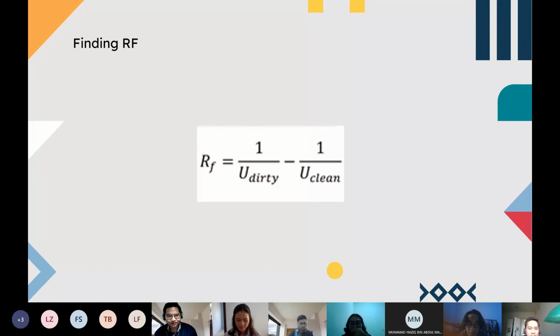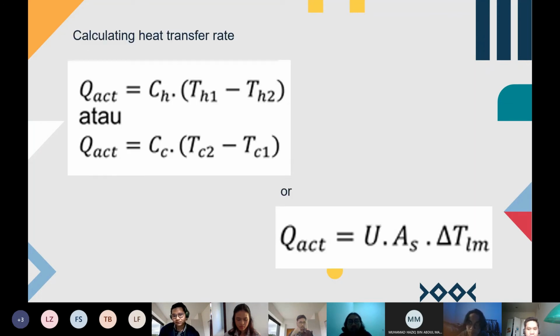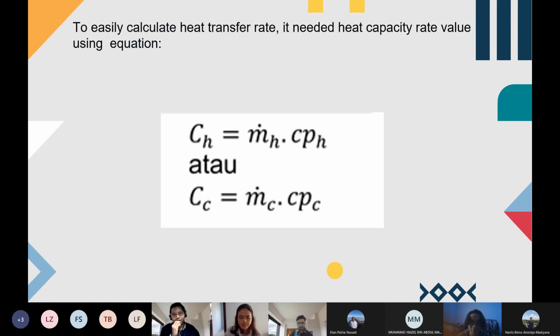Okay, and next, finding Rf. We find the value of Rf by using the equation shown below. Okay, now we have the requirement that we need to find the heat transfer rate. So we must use the equation here, with the C hot or C cold, or use the equation at the bottom if we have the U.